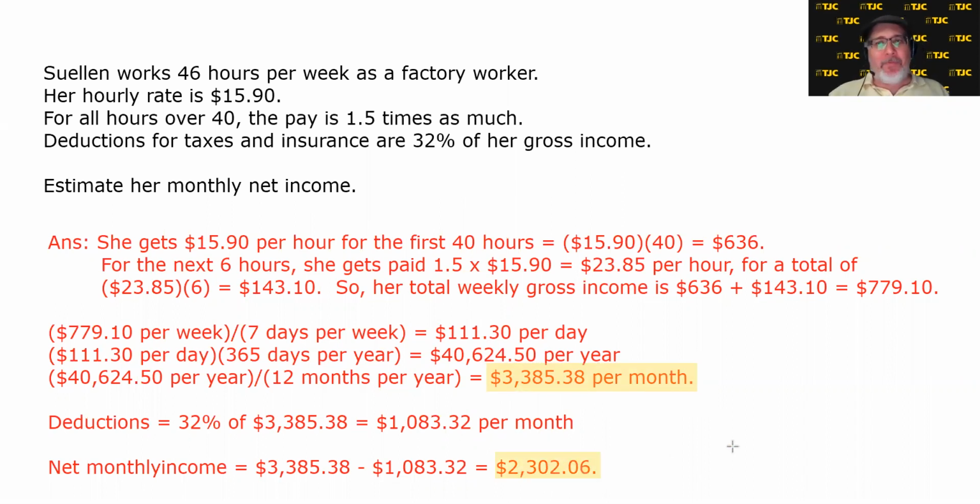Unfortunately, that's the game that we play these days. When you work and have to have deductions, including me, it's just part of living. So, can you live on $2,302.06 per month? Of course you can, if you budget frugally.